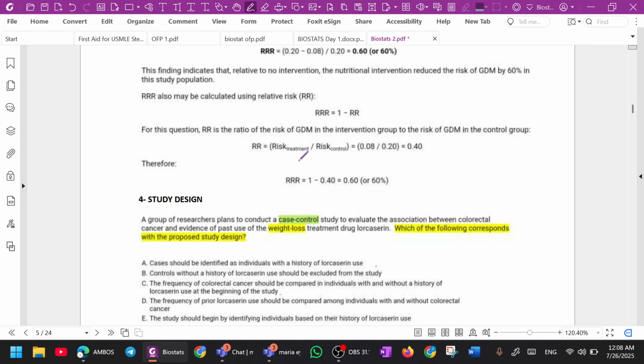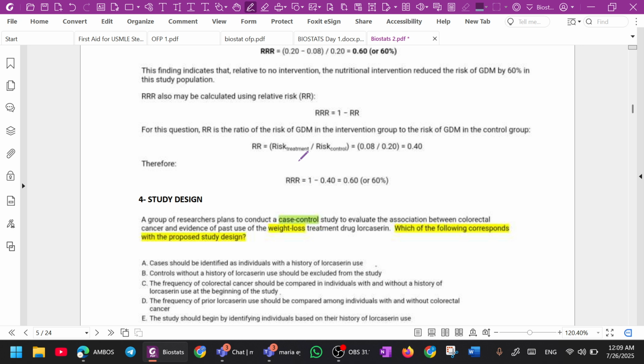Which of the following corresponds with the proposed study design? Now in your own words, because you just read it, what do you think they're asking you? I don't know what they are asking. I think they are asking about why a case control study is proposed here. Okay, we can say that, but they already tell us.